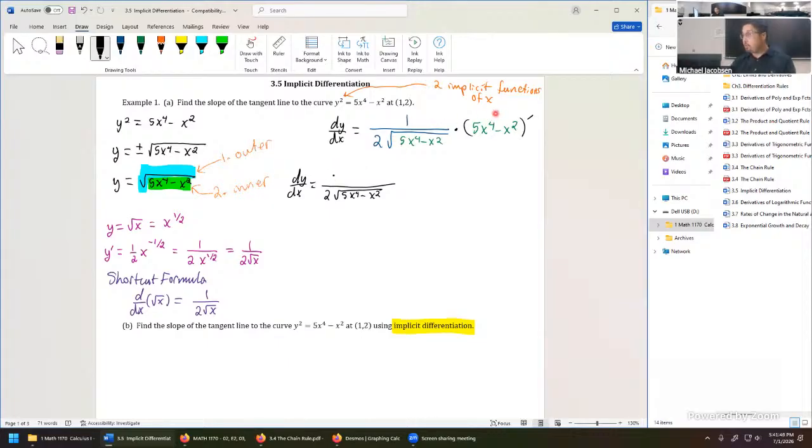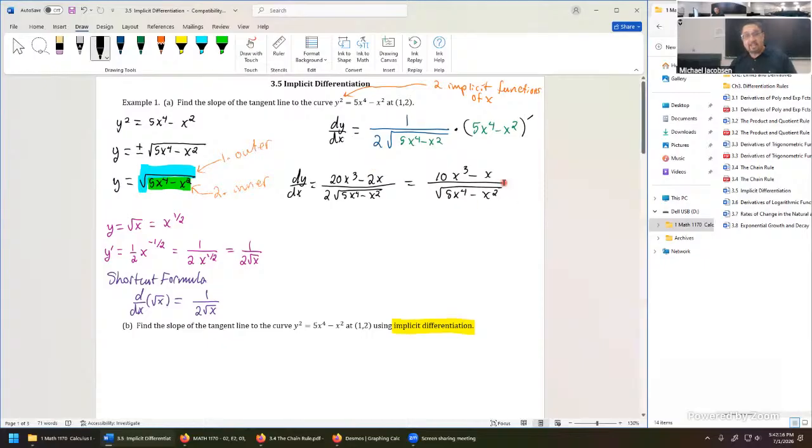Term by term, we get 20x cubed minus 2x. And finally, we can simplify this. It helps out just a little bit. 2 can divide from here and into both terms in the numerator to get us all together 10x cubed minus x divided by the square root of 5x^4 minus x squared.